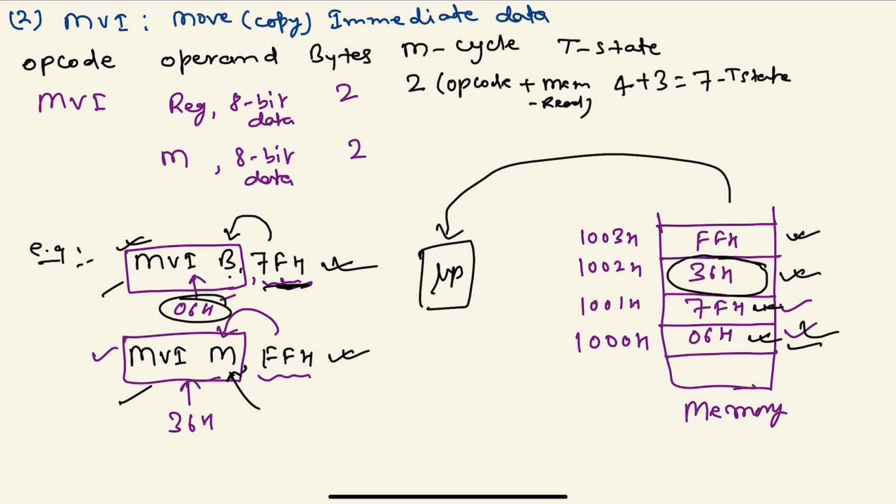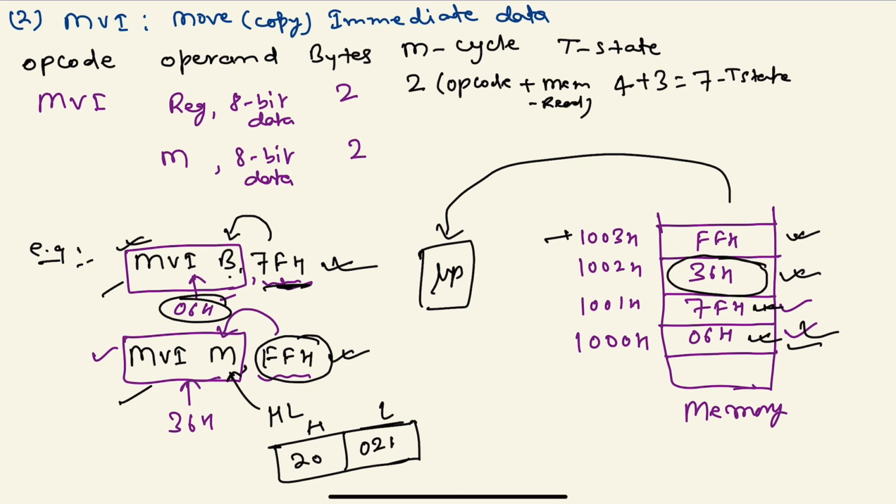After that, it is going to read this FFH data from memory location 1003H, and then it is going to store it. Where is it going to store it? In the memory location pointed to by the HL register pair. So for example, let's say HL has the content 2002H. The first machine cycle will be opcode fetch of MVI M, whose hex code is 36H. That is called the opcode fetch operation. After that, it is going to read the immediate data, FFH. This is called a memory read operation.